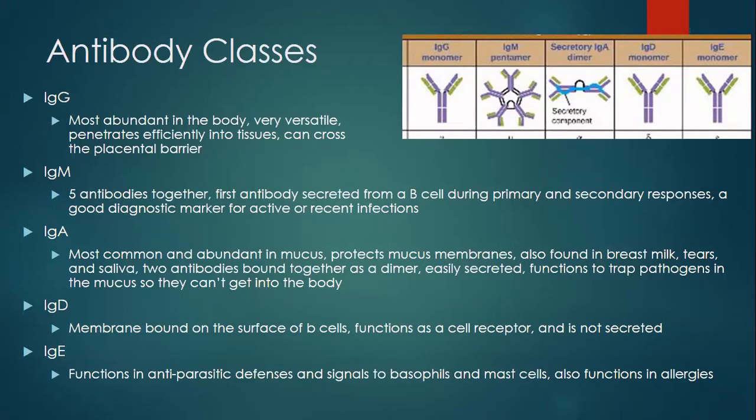IgD is actually attached to the surface of the B cells, acts like a B cell receptor. So when the IgD binds to a pathogen, it can tell the B cell, okay, this is the pathogen we're seeing, make a response against this. And IgE is actually important in antiparasitic defenses and can help signal to basophils and mast cells that they need to act. And it can also function in allergy, just like basophils and mast cells can.